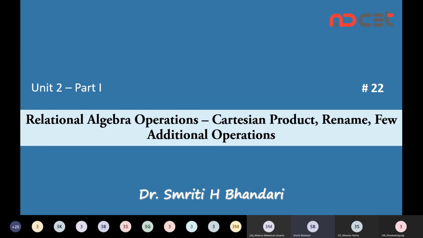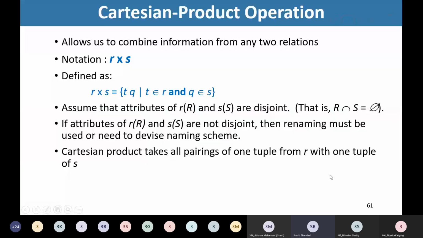So today we are going to continue our discussion related to relational algebra operations. In the last session, we were discussing Cartesian product. We are going to continue our discussion with respect to Cartesian product, and then we'll be focusing upon the sixth basic relational algebra operation, that is rename, and then we'll be discussing a few additional operations in relational algebra. So let's begin with the Cartesian product.